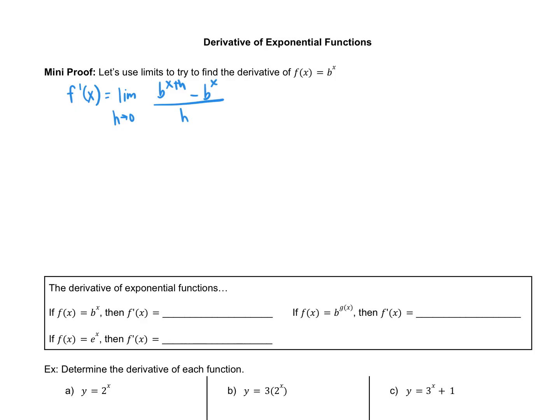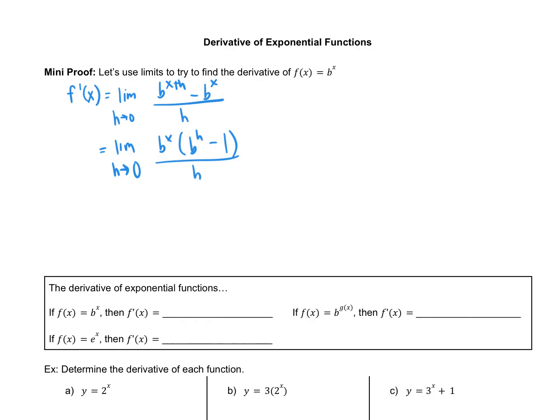over h. Similar to how we did this for the exponential function when the base was specifically the natural number e, we're going to do the same idea where we factor out b to the power of x because both terms have it in common. When I factor it out from the first term, we're left with b to the power of h. When I factor it out from the second term, we're just left with 1.